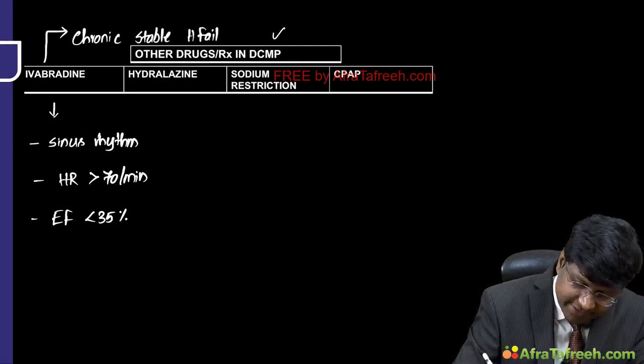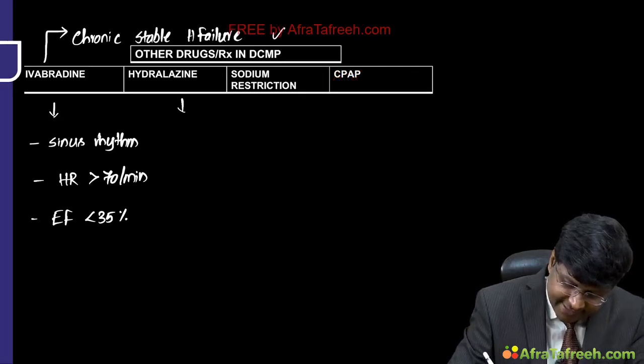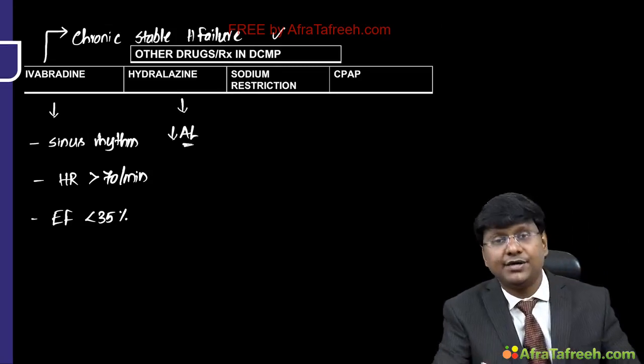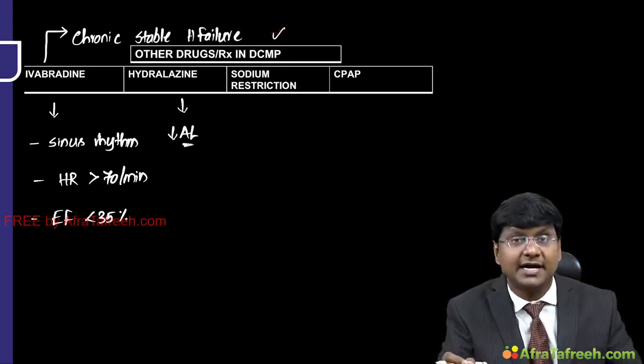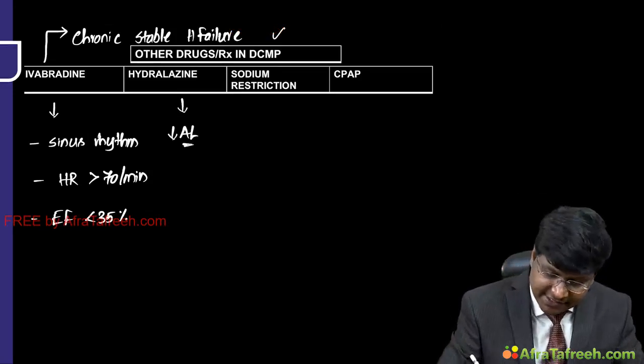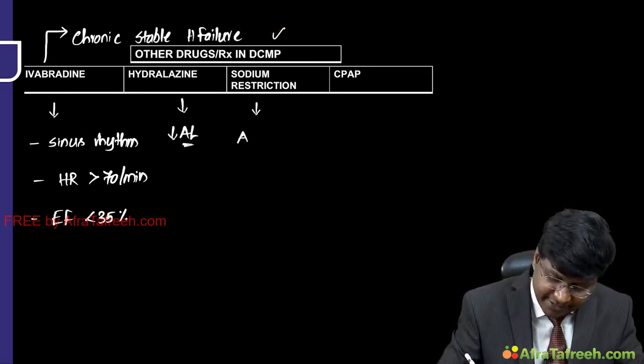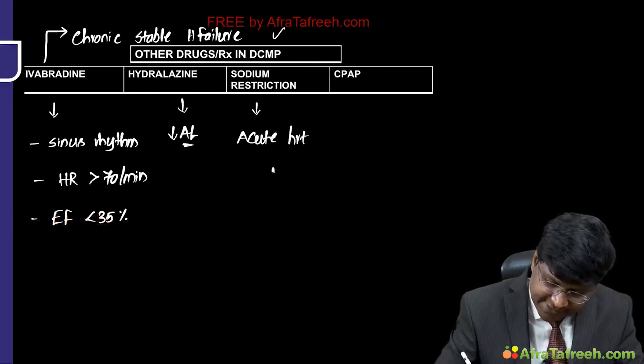Okay, to give this ivabradine. Next is hydralazine, that will reduce the afterload on the heart by causing arteriolar vasodilatation, which will be helpful in preventing the cardiac congestion. Next is the sodium restriction should be done in case of the acute heart failure which develops secondary to the dilated cardiomyopathy.